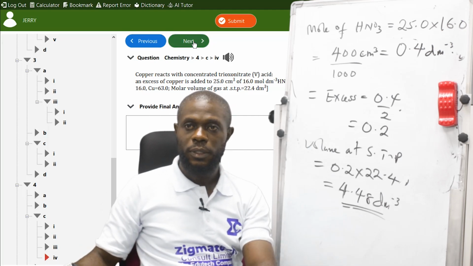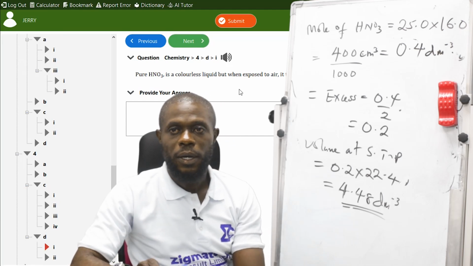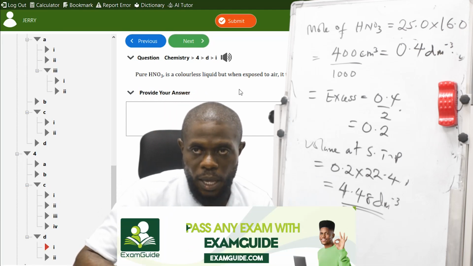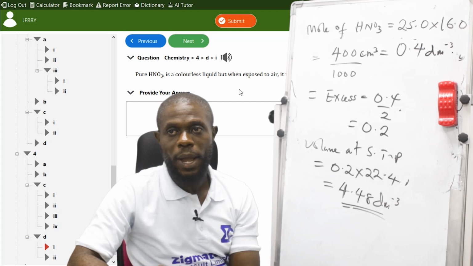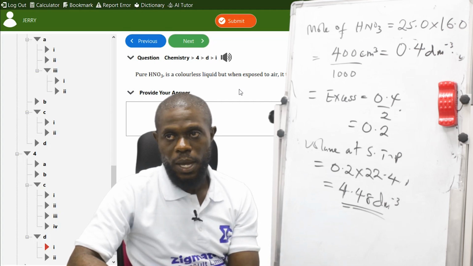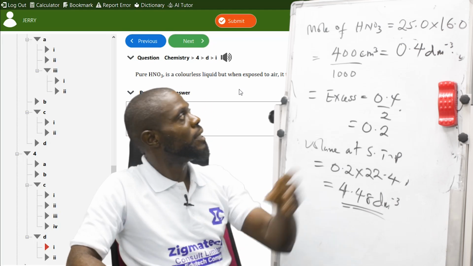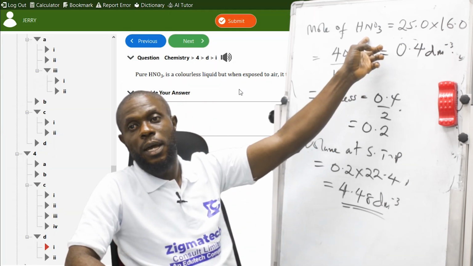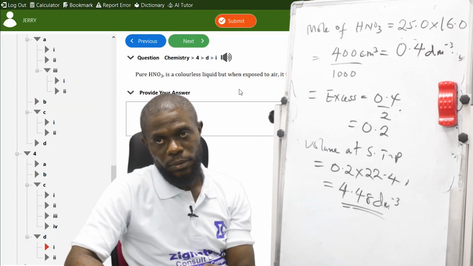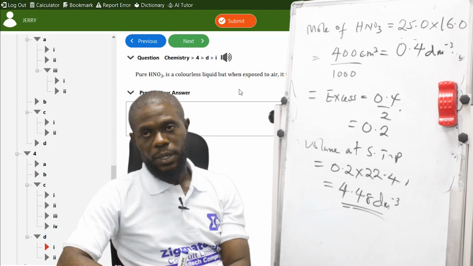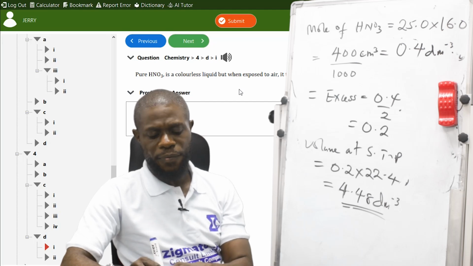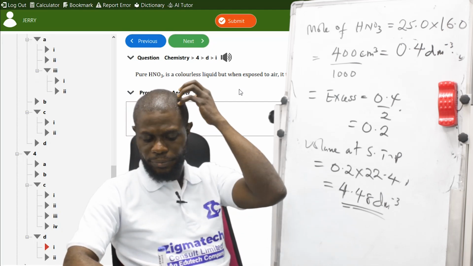So the next question: pure HNO3 is a colorless liquid. When exposed to air, it turns yellowish brown in color. Explain briefly this observation. It is the same trioxonitrate 5. So pure trioxonitrate 5 solution. Now, they say you should explain briefly the observation.